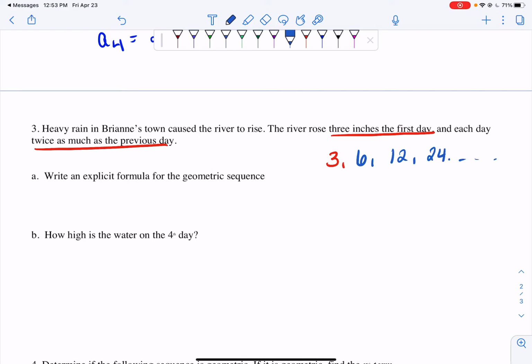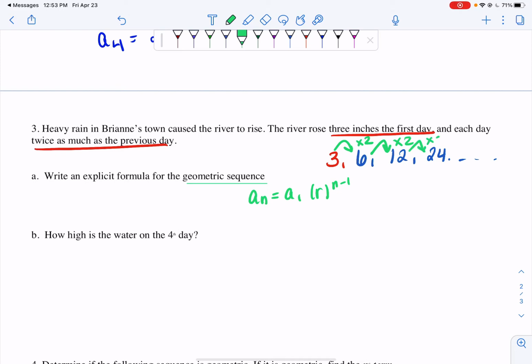So that's my sequence. If I look at this, they're telling me it's geometric. So I know a sub n equals a sub 1 times r to the n minus 1. To go from 3 to 6, I multiply by 2. To go from 6 to 12, I multiply by 2.